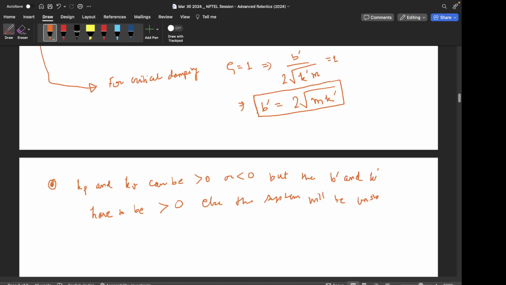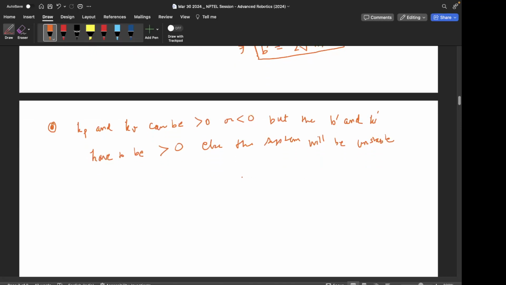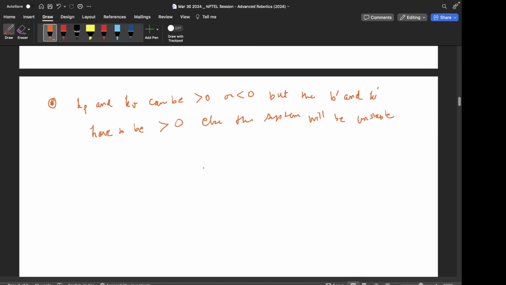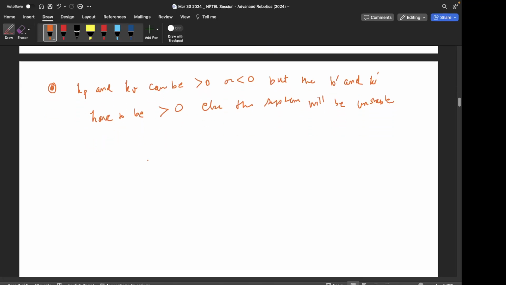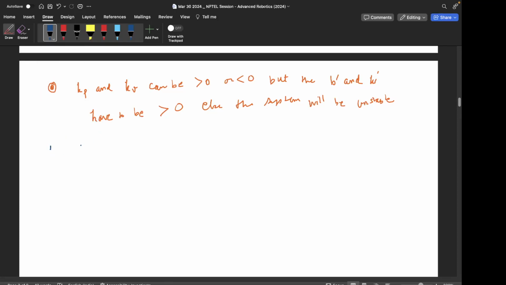And how will you show that? By finding the roots of the system and showing that the real part of the roots is positive, which puts an exponentially growing component in the response of the system, and thus the system will destabilize, right? So let's quickly do an example, a very simple one, just to clear out the understanding.